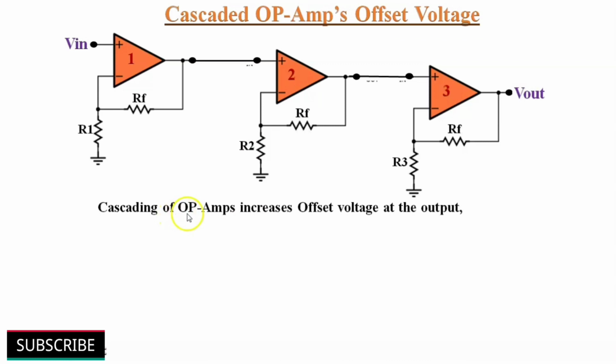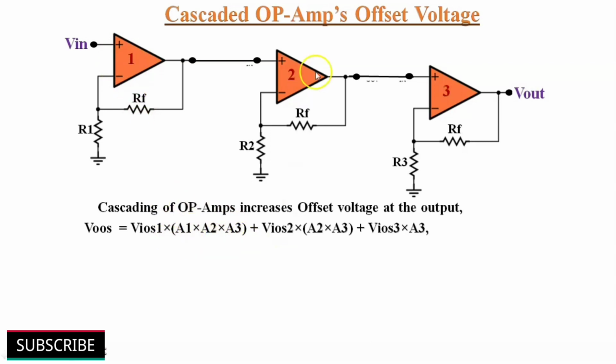Cascading of op-amp circuits increases bandwidth and gain, but also increases offset voltage at the output. The total output offset voltage is equal to the sum of the input offset voltages of each stage multiplied by the gain of every stage succeeding them. Here input offset voltage of the first stage is multiplied by the gain of the overall system.